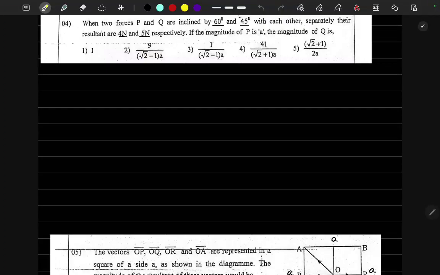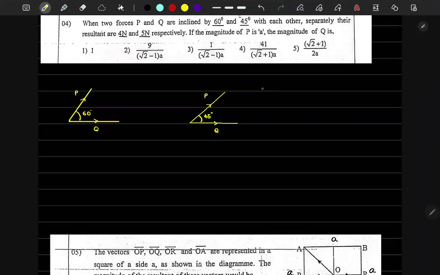When two forces P and Q are inclined at 60 and 45 degrees with each other separately, their resultants are 4 newtons and 5 newtons. So they have given us two instances of two forces with an inclination of 60 and 45. So let's say that the two forces are in this manner. In one instance, the inclination is 60 degrees, in the other it's 45. They have given us the resultant.